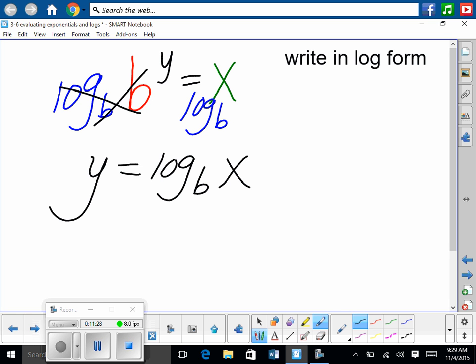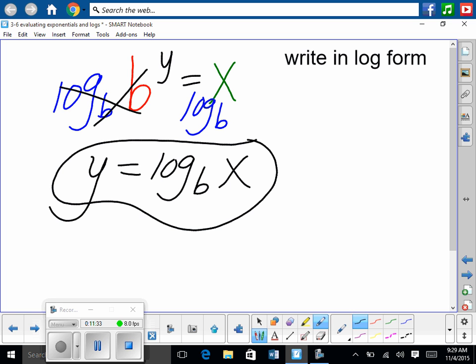Now if I went back 2 slides, this is exactly what the inverse was. So we've got to be able to switch back and forth. Do you feel okay about that for a second? Well, we'll practice a few more, but do you somewhat understand how logs and exponentials undo each other?